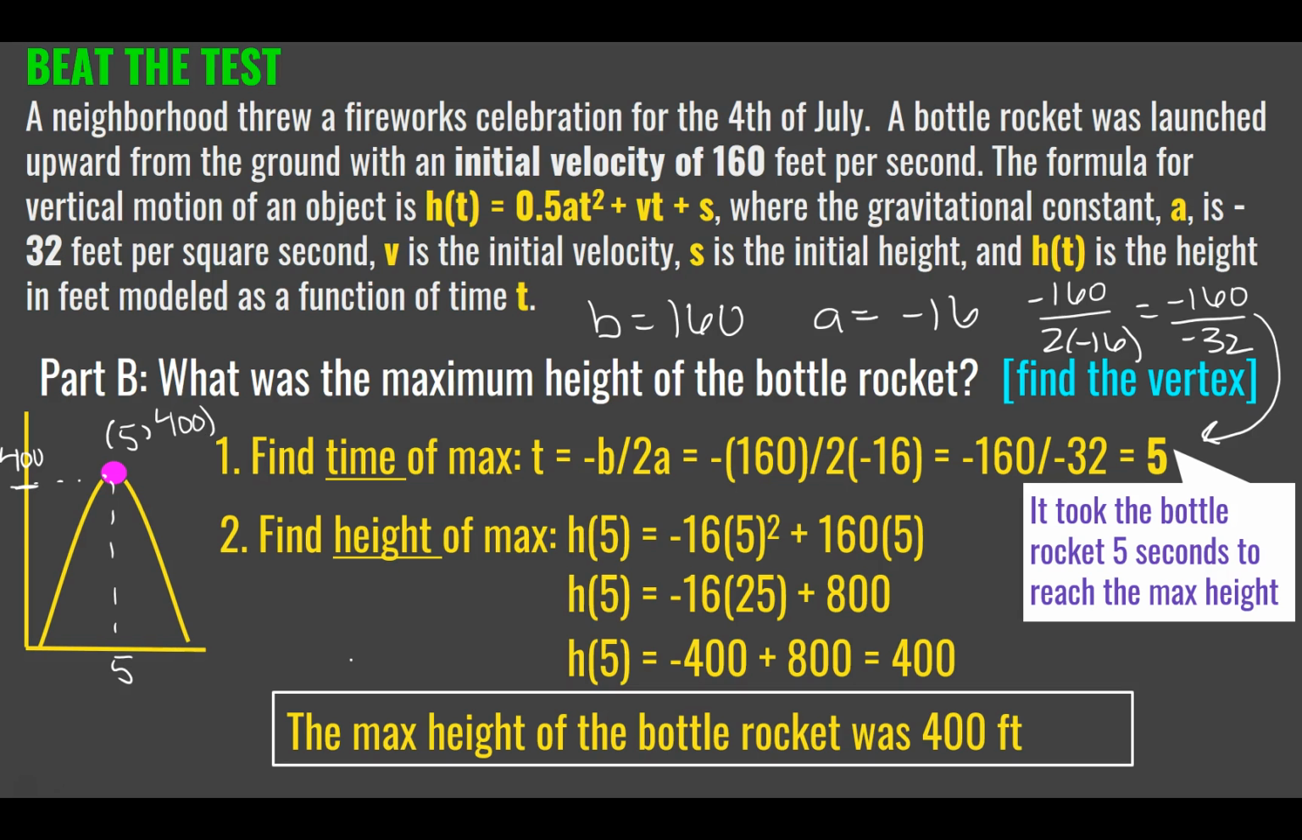So even though it did not ask me when it was happening, you had to know when it was happening in order to find out what the height was going to be. They say, what's the maximum height? You got to know seconds first. So you got to do opposite b over 2a first and then plug it back in. This is if we don't have a graph to work with. Questions for me on this one?